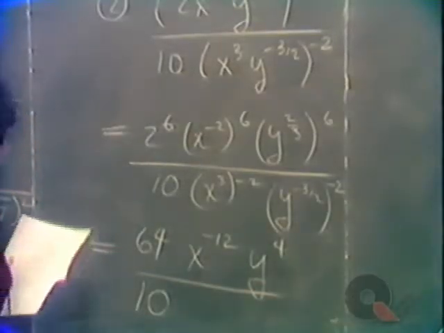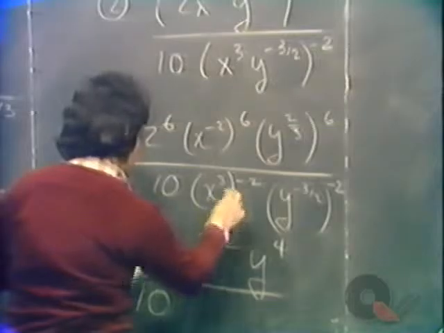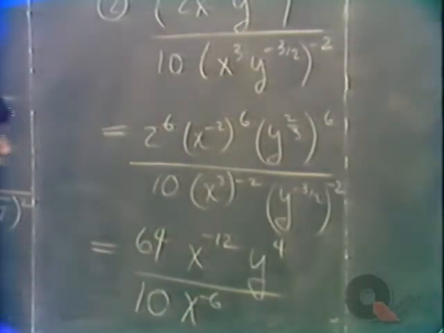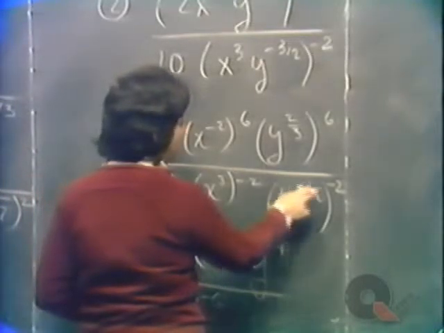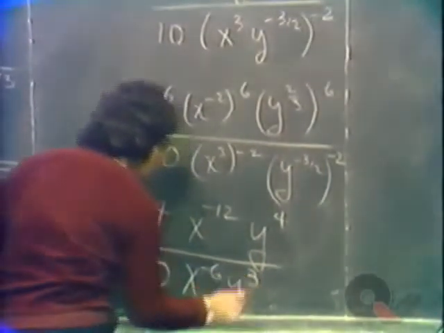X cubed to the minus 2 power is x to the minus 6 power. And y to the minus 3/2 to the minus 2 power, you multiply minus 3/2 times minus 2, giving you plus 3 as the power.